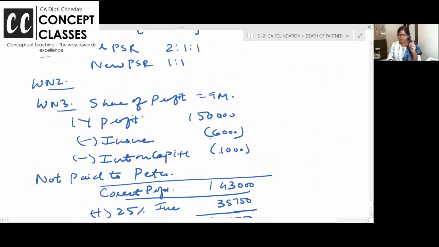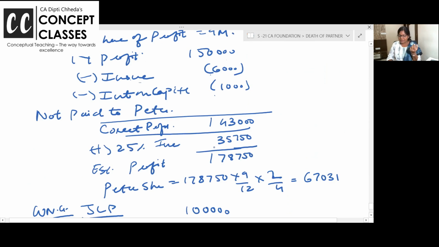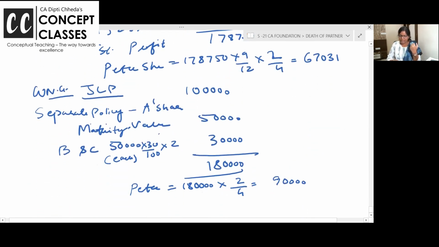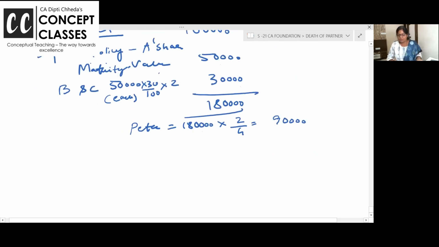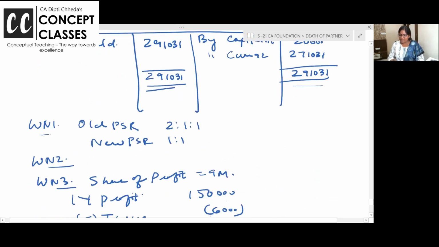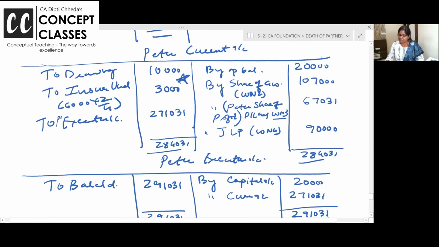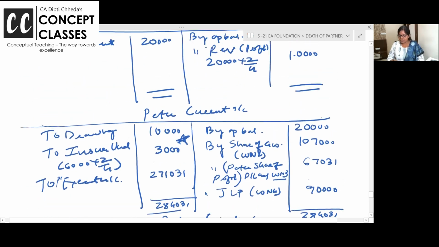And interest on capital, why did I pay 1,000? Because they said don't pay to Peter, and 25% they said, so we increased and gave it. And now joint life policy, 1 lakh is the JLP, separate policy, and 30%. So this comes to joint life policy 90,000. Goodwill given, share of profit given, drawings given, insured and executors account. Okay, let's go.